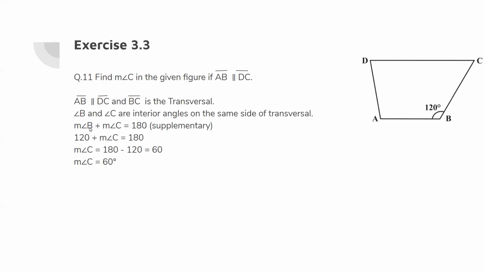So we can write measure angle B plus measure angle C equal to 180. So measure angle B is 120 plus measure angle C equal to 180. So measure angle C equals 180 minus 120 equals 60. So measure angle C equals 60 degrees.